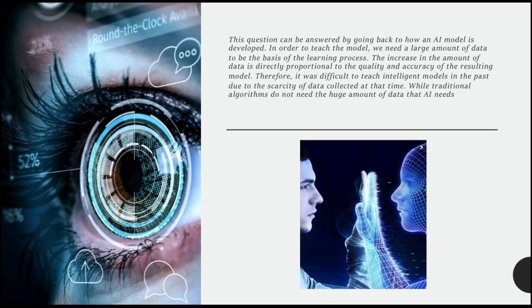In order to teach the model, we need a large amount of data to be the basis of the learning process. The increase in the amount of data is directly proportional to the quality and accuracy of the resulting model. Therefore, it was difficult to teach intelligent models in the past due to the scarcity of data collected at that time, while traditional algorithms do not need the huge amount of data that artificial intelligence (AI) needs.